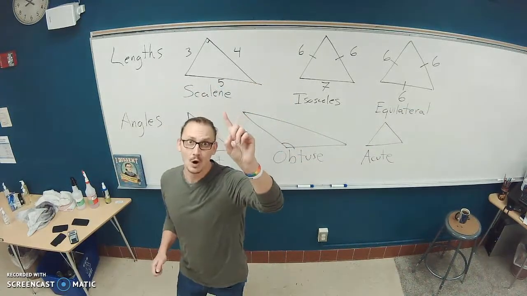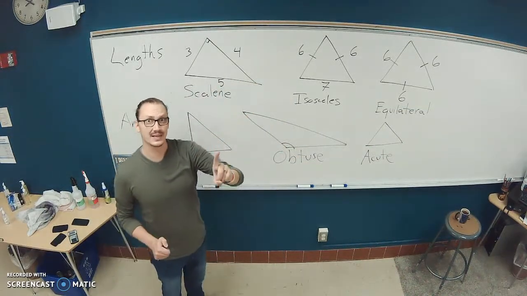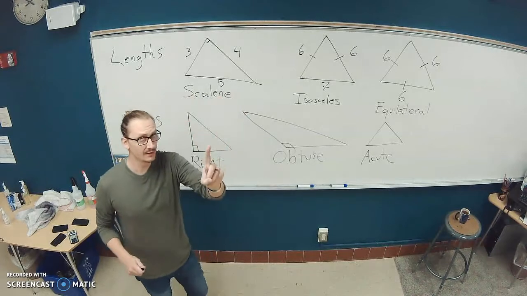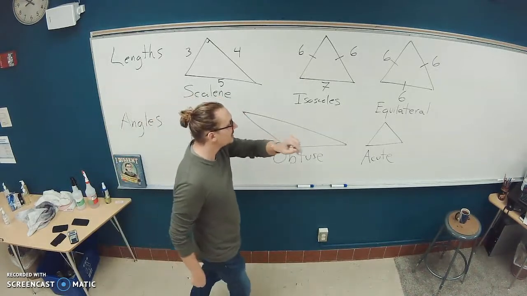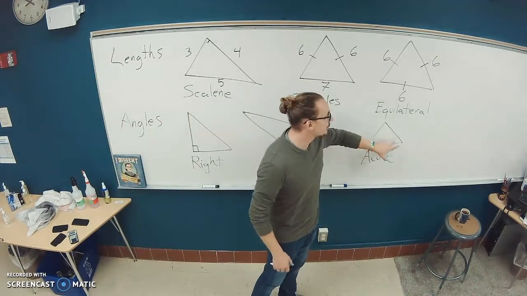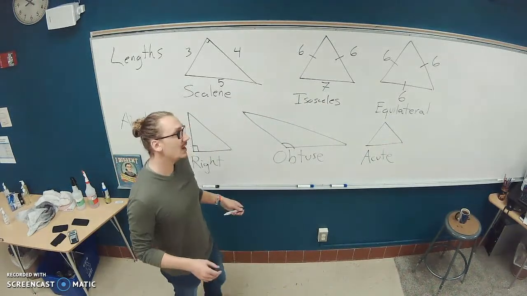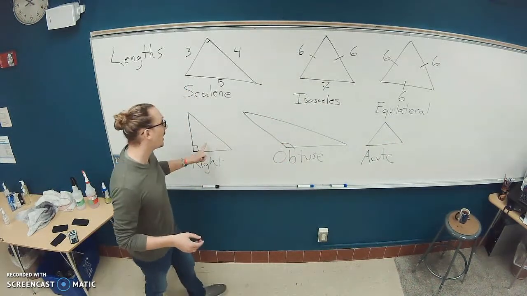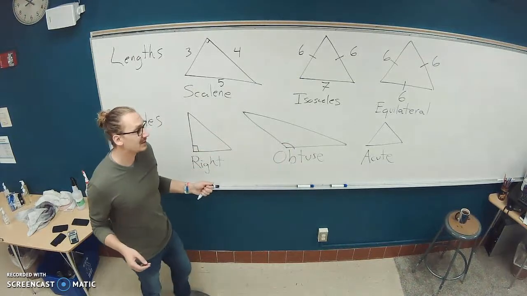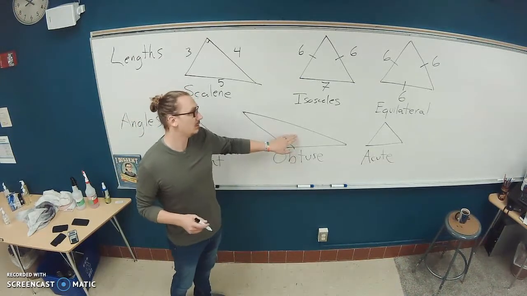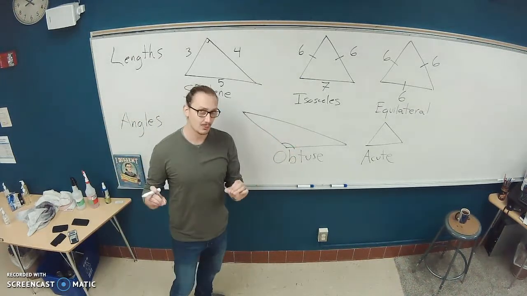Obtuse means that I have one angle that is greater than 90. Just one. It only takes one for it to be obtuse. For it to be acute, all three angles have to be less than 90. Because if one of them happens to be 90, then it's right. And if one of them happens to be greater than 90, it's obtuse. We'll talk about this more tomorrow.